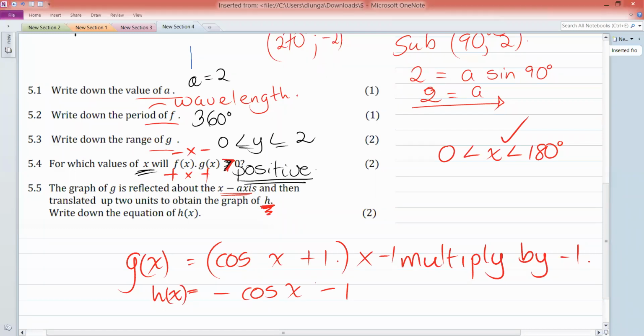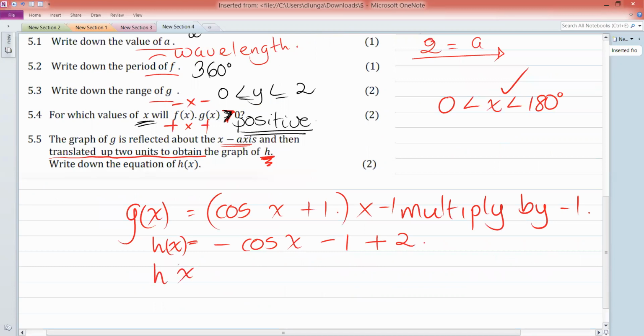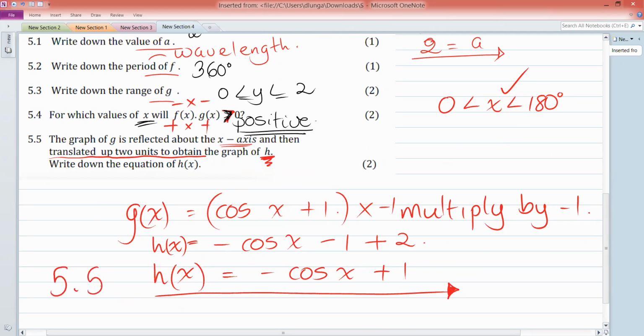So the signs change. Then they say they want to translate it up 2 units. So what should I do after this? If I want to translate it up 2 units, I should add 2. Perfect. So h of x, the final equation, is negative cos x plus 1. There we go. Done. That's your 5.5. Well done, guys. Good lesson.